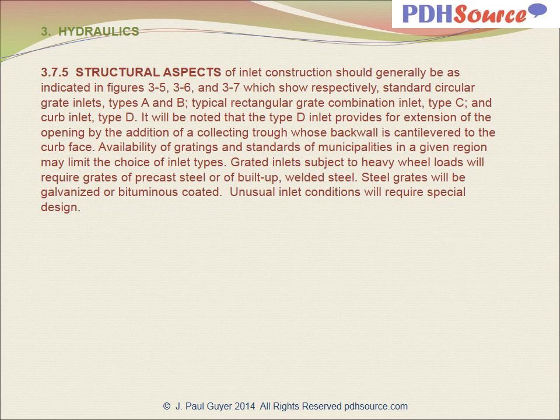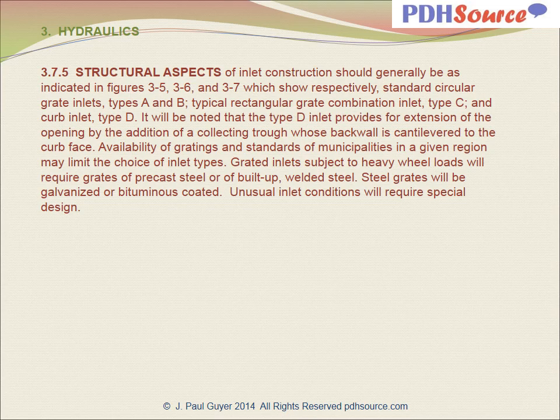Structural aspects of inlet construction should be generally as indicated in figures 3, 5, 6, and 7 following, which show respectively the standard circular grate inlets types A and B, typical rectangular grate combination inlet type C, and curb inlet type D. It should be noted that the type D inlet provides for extension of the opening by the addition of a collecting trough whose back wall is cantilevered to the curb face.